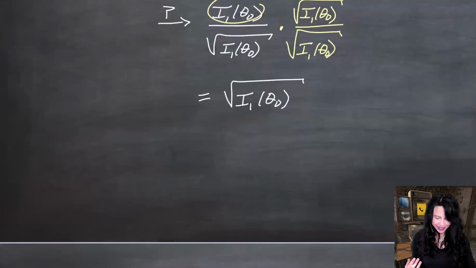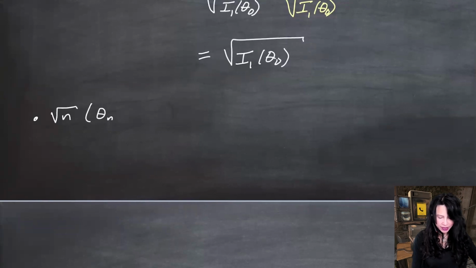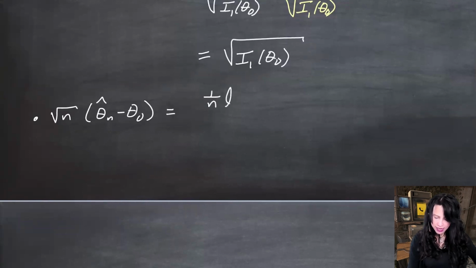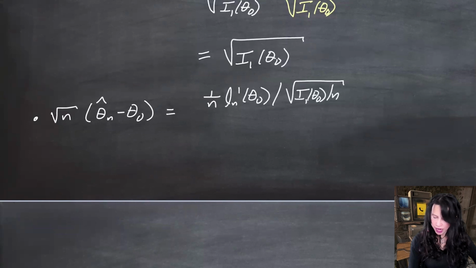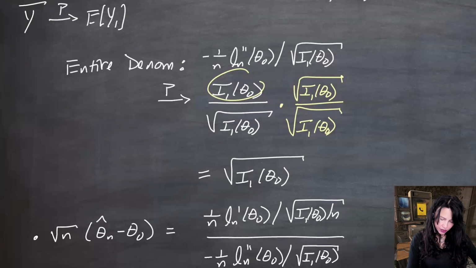Let's bring it on home. We have it all, but let me try to summarize. We were looking at the square root of n times the MLE minus theta naught. We had written it as 1 over n times the log likelihood first derivative at theta naught divided by the square root of the one-dimensional Fisher information at theta naught over n, over negative 1 over n, the second derivative of the log likelihood, divided by the square root of the one-dimensional Fisher information, which is right here.